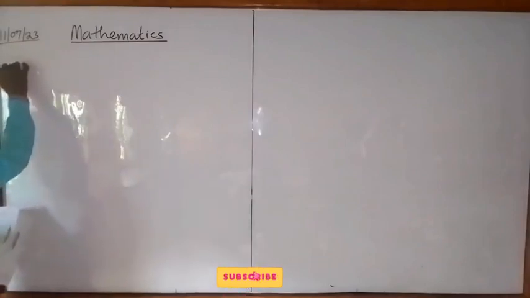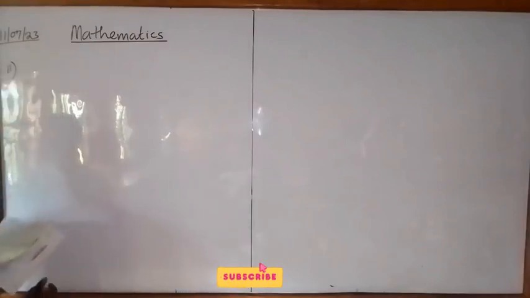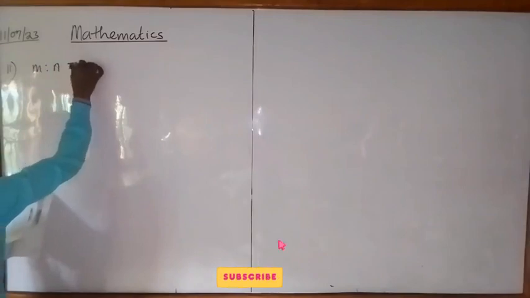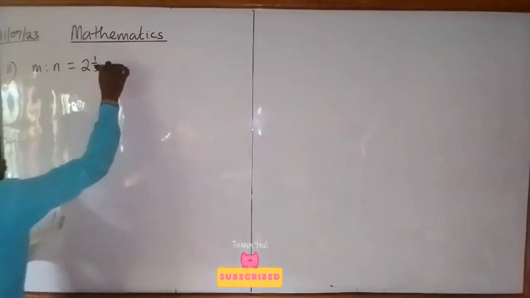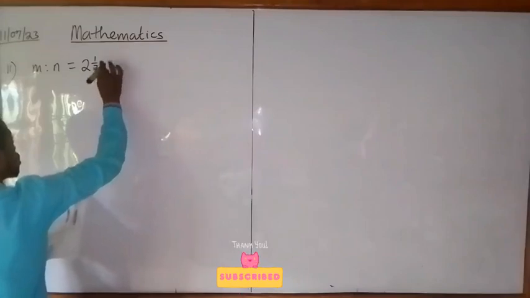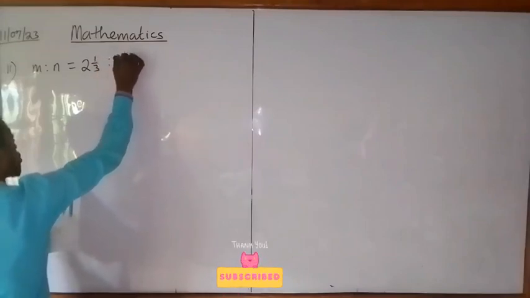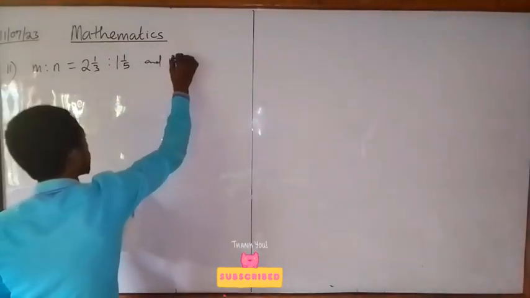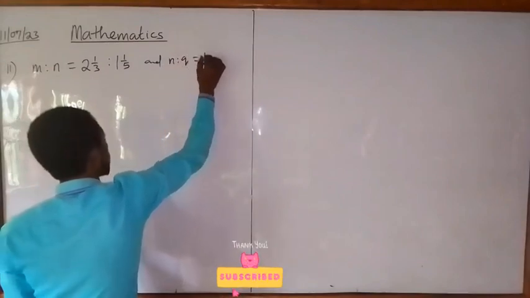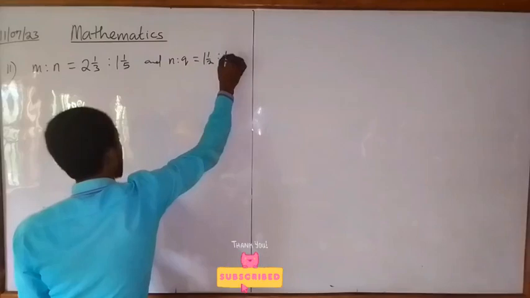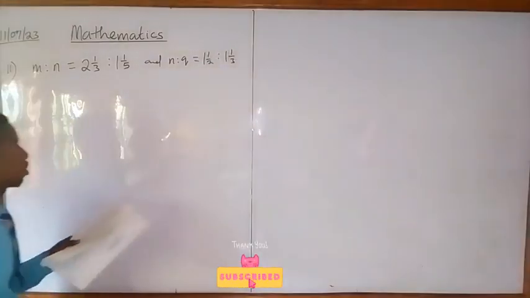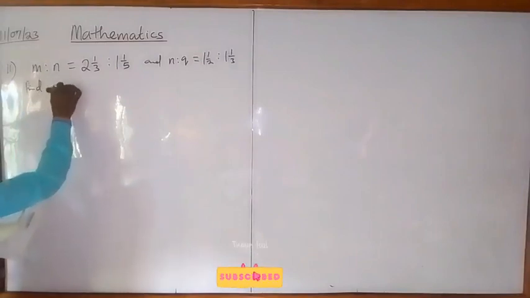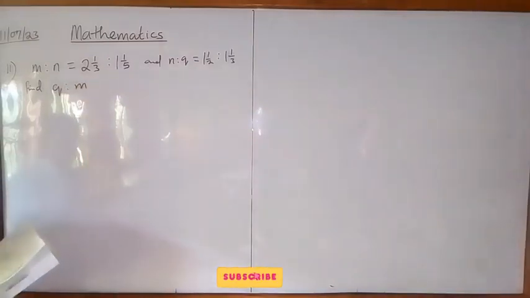The number 11 question says that if m ratio n is equal to 2 whole number 1 over 3 ratio 1 whole number 1 over 5, and n ratio q is given as 1 whole number 1 over 2 ratio 1 whole number 1 over 3, the question now says we should find q ratio n. So that's what it asked us to find.